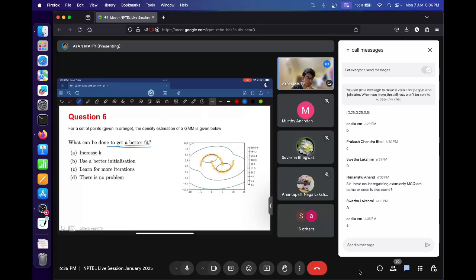Himanshu Anand is asking whether only MCQs would come or code. We don't really know whether code is also coming in the exam, because the final exam questions are only prepared by the instructor, which is the professor for this course. Only he would be able to tell you, because the TAs don't have any idea about that. And these live session TAs are not involved in any of the question making.